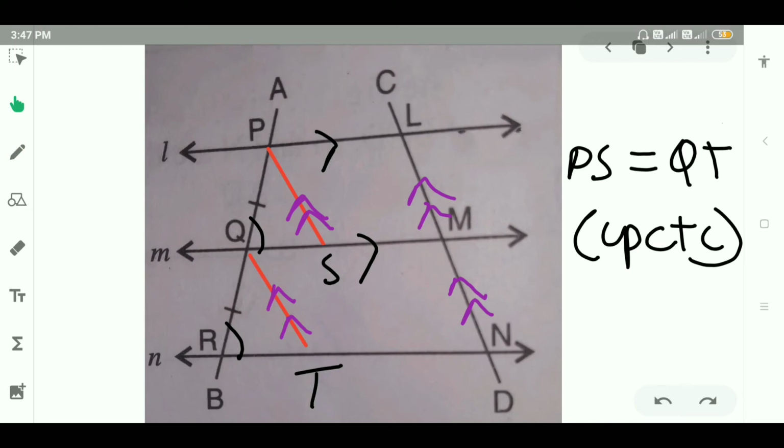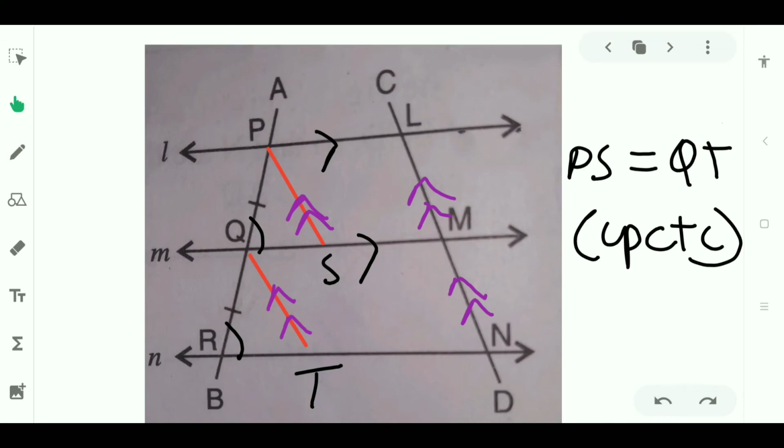So now QT is equal to MN. As in a parallelogram, you know, opposite sides are equal and parallel to each other. By this we can prove that QT is equal to LM and QT is also equal to MN.